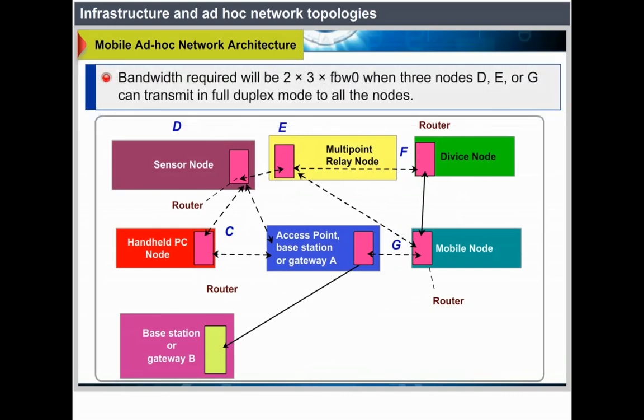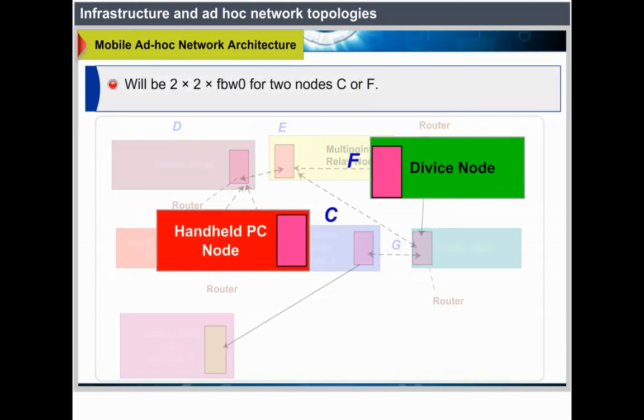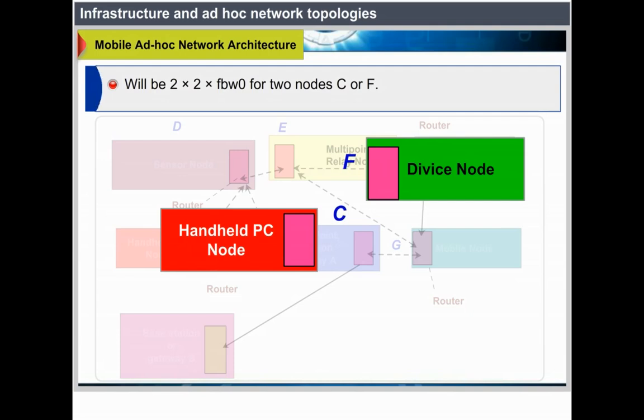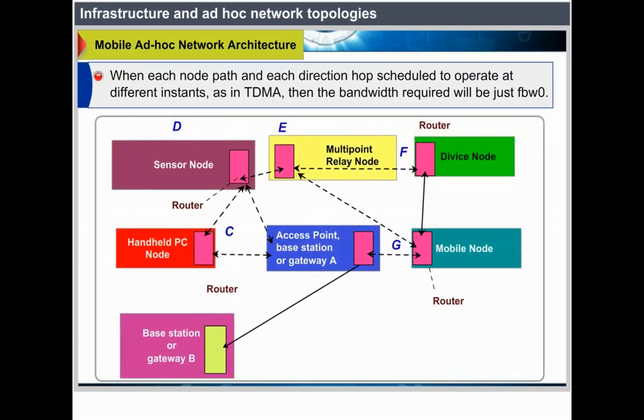Bandwidth required will be 2 into 3 into FBW0, where 3 nodes D, E or G can transmit in full duplex mode to all the nodes. It will be 2 into 2 into FBW0 for 2 nodes C or F. When each node path and each direction hop is scheduled to operate at different instants as in TDMA, then the bandwidth required will be just FBW0.